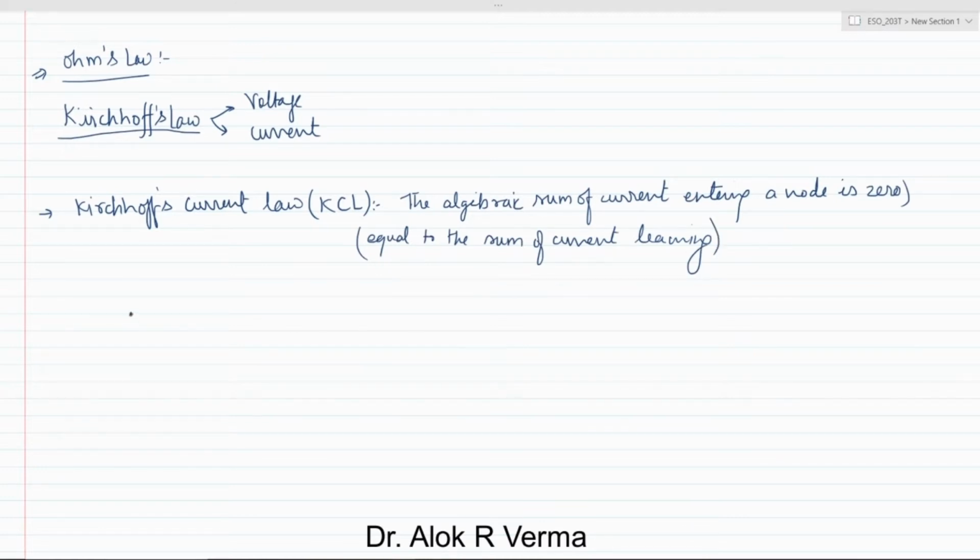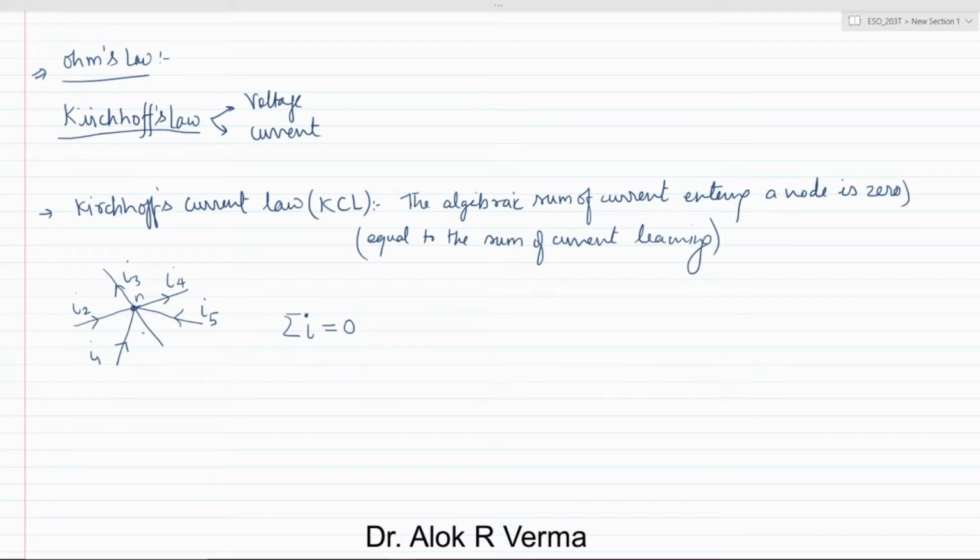So suppose there is a node, the node A, and the current is coming and going. So I1, I2, I3, I4, I5. This is a node which is represented by, suppose, N. So the algebraic sum of all the currents entering the node is 0.